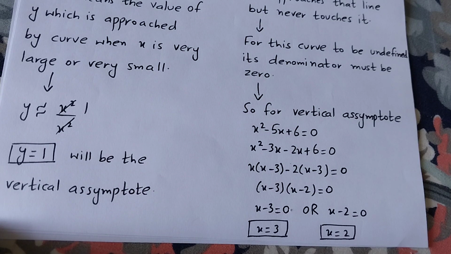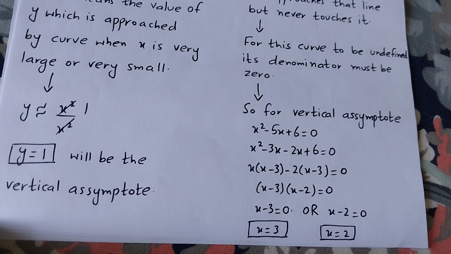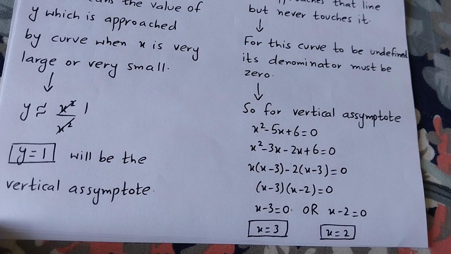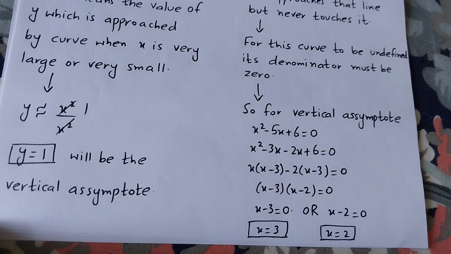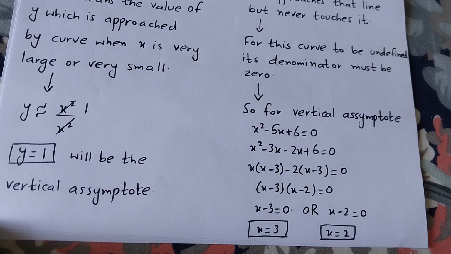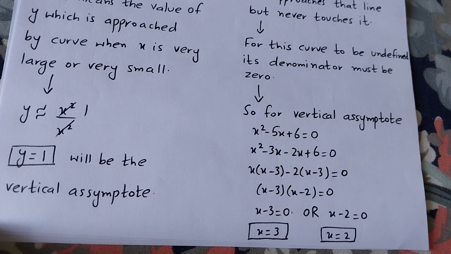So these are the two values of x, or two vertical lines, which our curve will never touch. It will approach these two vertical lines, but it will never touch these two lines. So these are the vertical asymptotes.